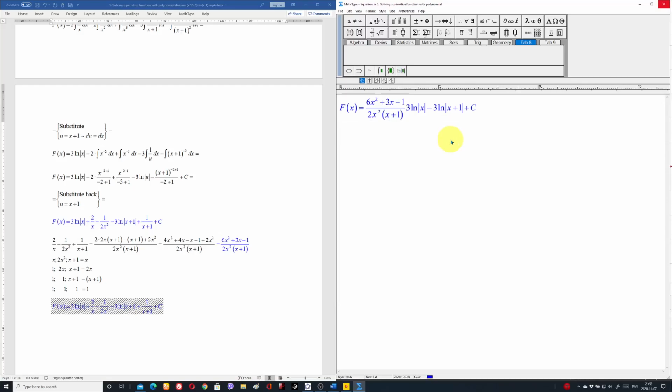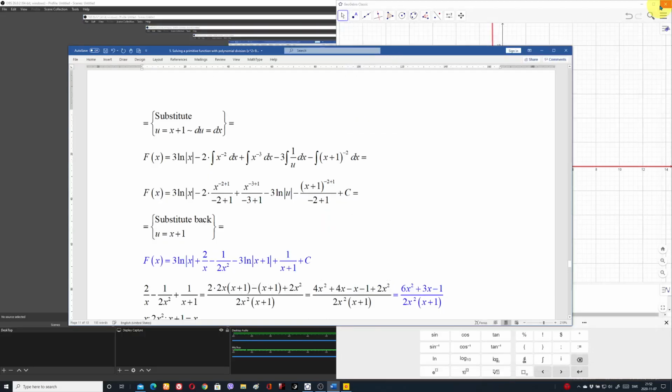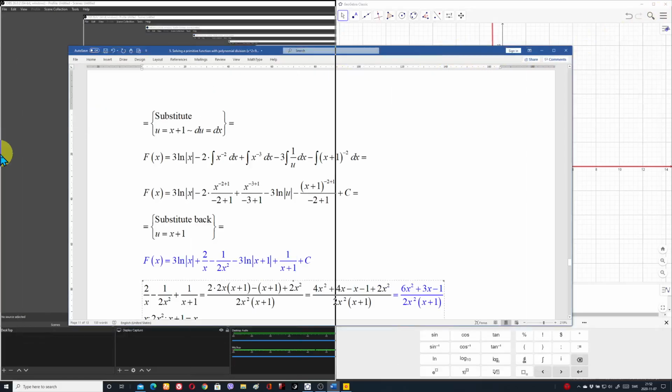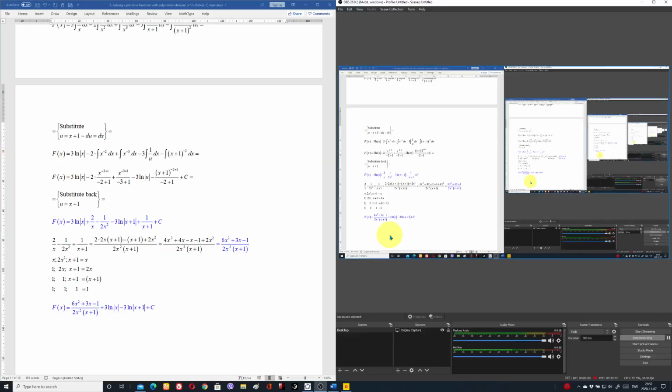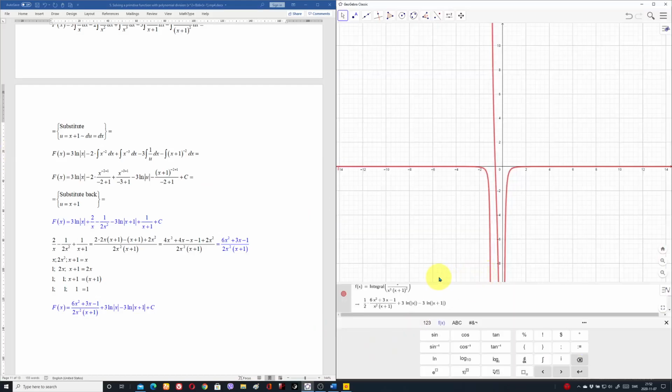And this one was the plus or minus. Just a matter. 3 is the plus. Okay. Let me check now what GeoGebra is saying. So GeoGebra is saying 6x power 2 plus 3x minus 1.